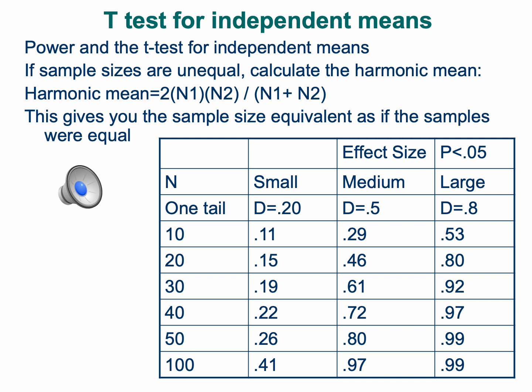It's easier to find large effects, and that makes sense. A large effect is a big difference. You don't need many subjects to show that. A small effect, though, is hard to find. You need lots of subjects to show a small effect. And that's the relationship between power and sample size and effect size.